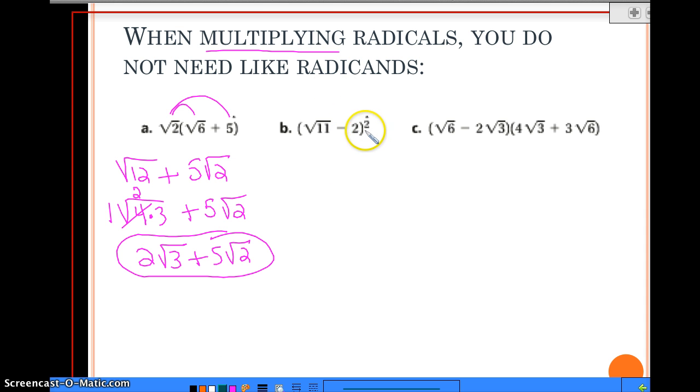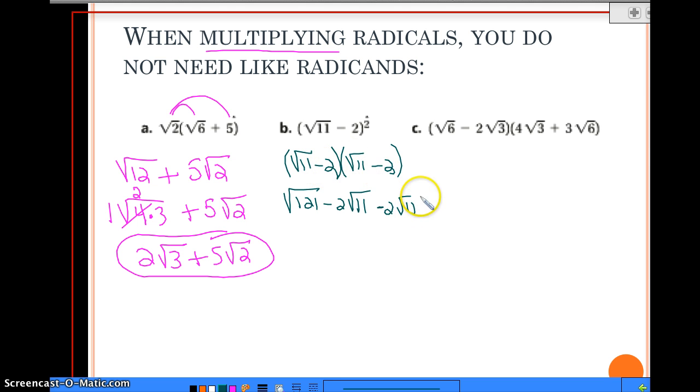You see the squared? We've seen problems like this before. You cannot use the power rule because this is a binomial. You have to use FOIL. So rewrite it out and don't get tripped on this one. FOIL it. First, outer, inner, last. Root 11 times root 11 is root 121. Outers is root 11 times negative 2 is negative 2 root 11. Inners is negative 2 root 11. And last is positive 4.